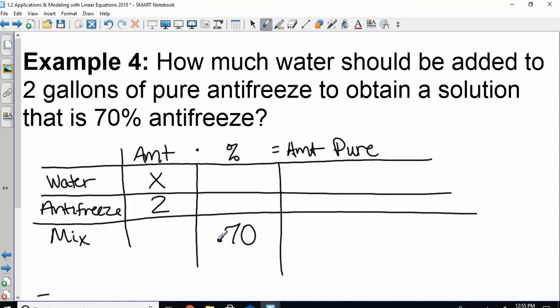We've got some gaps, but we can fill these in. If I'm mixing this up, let's say I poured in 3 gallons of water and 2 gallons of antifreeze. How much do I have altogether? 5. How'd you get that? Add them up. So if I put in X gallons of water and 2 gallons of antifreeze, how much is in my mix? X plus 2 or 2 plus X, either way. Is everybody with me there?